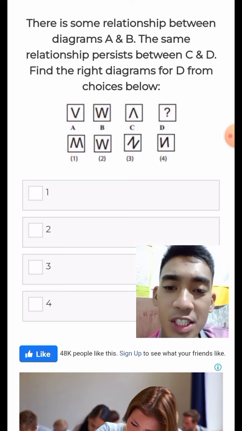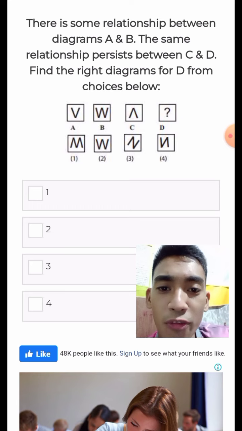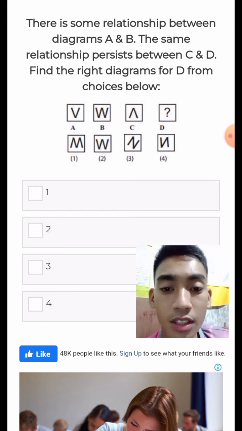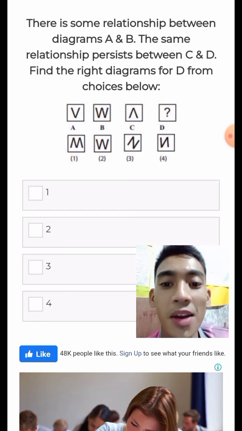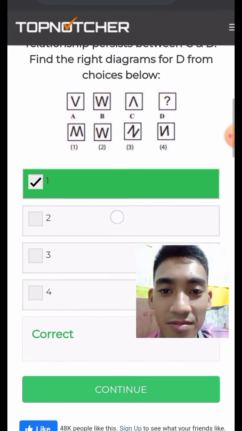For letter A, it's V. For letter B, it's W. It doubles the V. So for C, it's somewhat an A. Obviously, it's 1. Double. Correct? Double.